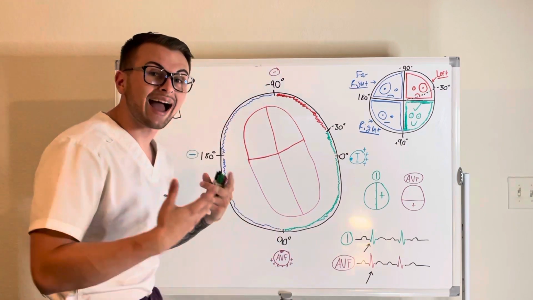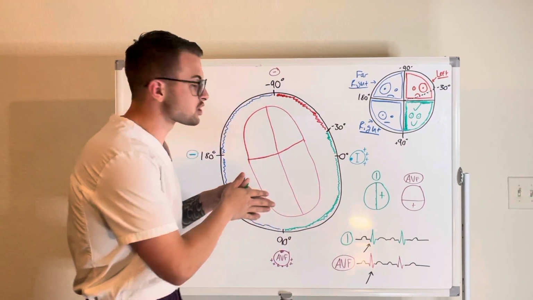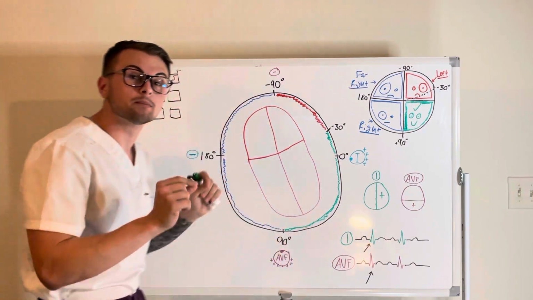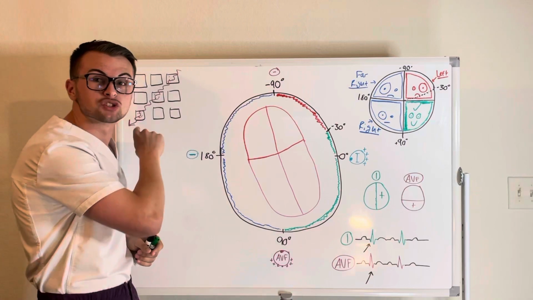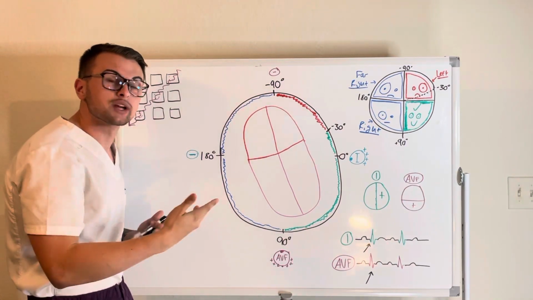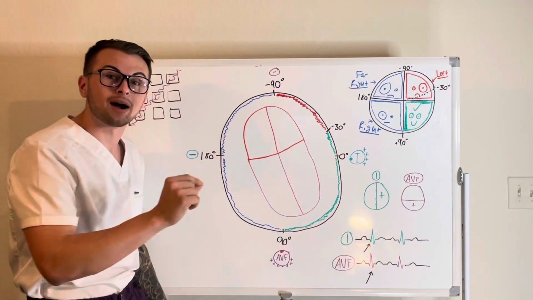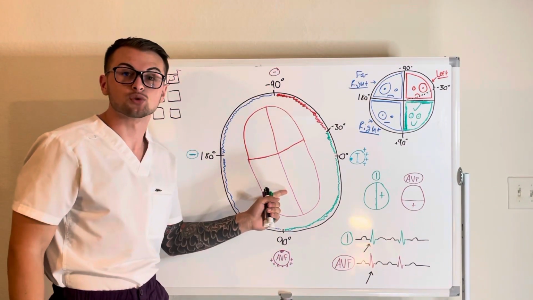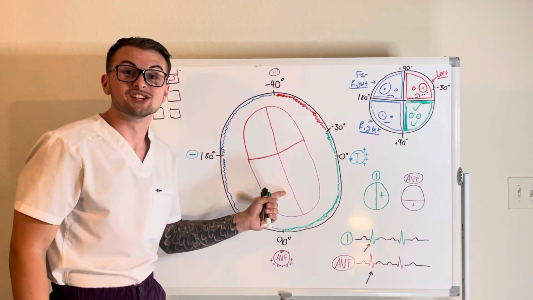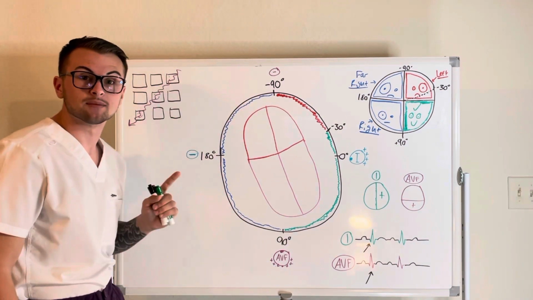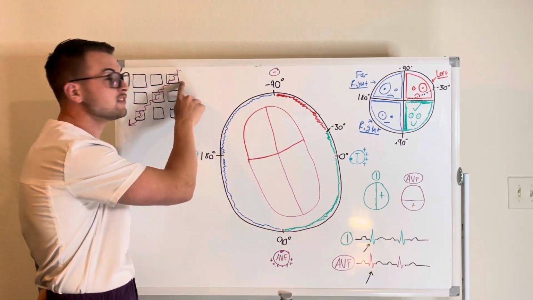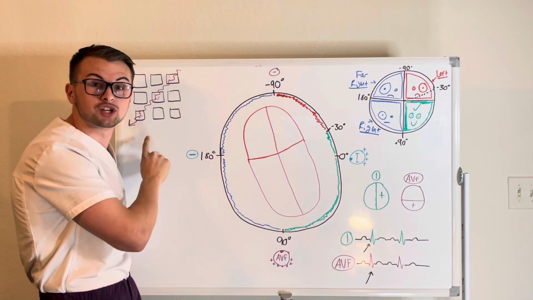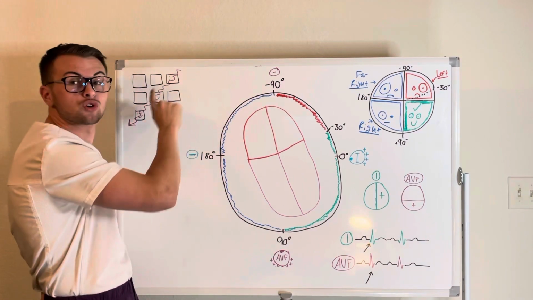The electrical axis is the main direction that all of the electrical vectors are pointing. So we must know that these vectors are generated by the ventricular myocytes. In simple terms, the ventricular myocytes, or ventricular muscle cells, generate electrical activity. This electrical activity moves from cell to cell to cell in a specific direction. This is what we call an electrical vector.